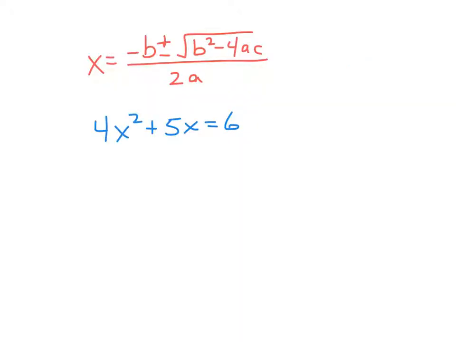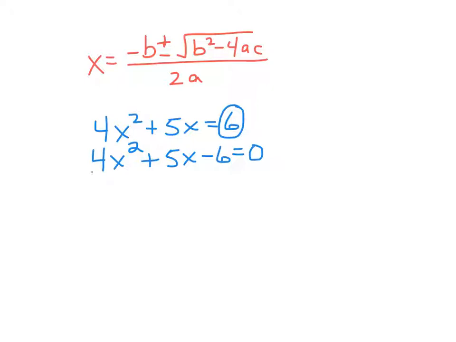Here's another example that's a little bit different. 4x squared plus 5x is equal to 6. Remember, in the quadratic equation, it needs to be equal to 0. So the very first thing I would do for this is rewrite it, and I am going to get a 0 on this right-hand side by subtracting 6 from both sides. When I do that, I get 4x squared plus 5x subtract 6 is equal to 0, because I would have subtracted 6 from both sides.